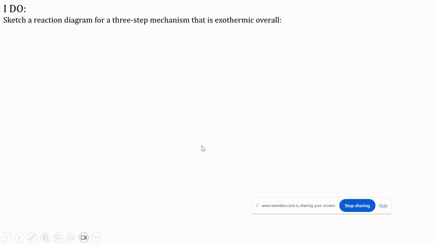All right. So they just want us to have a 3-step mechanism where the overall reaction is exothermic. Everybody's graph could look slightly different than everybody else's graph for this. Which step do you want to make your slow step? First one, okay.